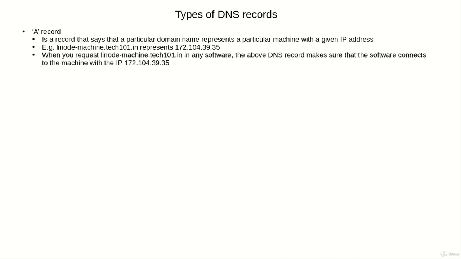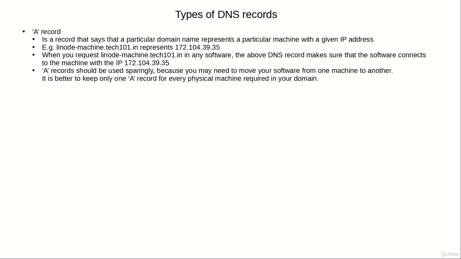When you request linolemachine.tech101.in in any software, the above DNS record makes sure that the software connects to the machine with the IP 172.104.39.35. A records should be used sparingly because you may need to move your software from one machine to another. It is better to keep only one A record for every physical machine required in your domain.